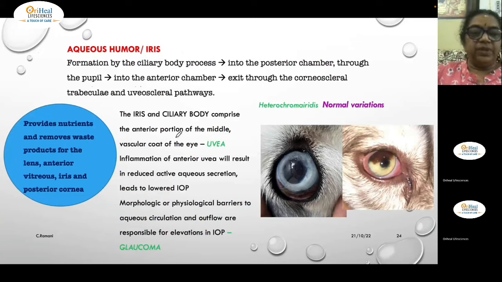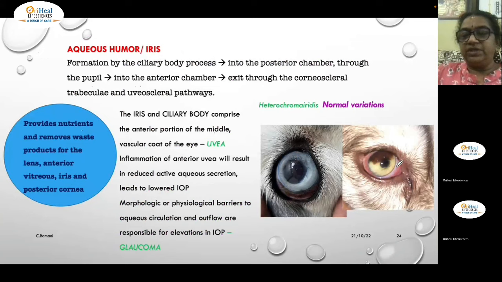So the iris and the ciliary body, mainly the anterior uvea, and whenever there is inflammation of the anterior uvea, that results in reduced IOP. That is because whenever inflammation of the ciliary body happens, the secretion of the aqueous humor is reduced, and that results in lowered IOP. So in a patient, when you get a lowered IOP, that tells you that there is some anterior uveitis going on. The main function of the aqueous humor is to provide nutrients and also remove waste products for the lens, anterior vitreous, iris, and posterior cornea, that is the endothelial area.